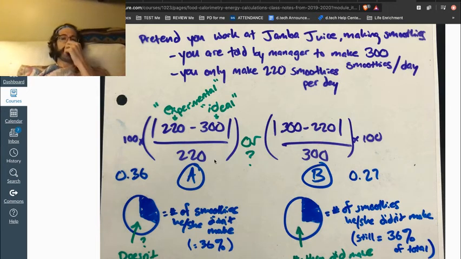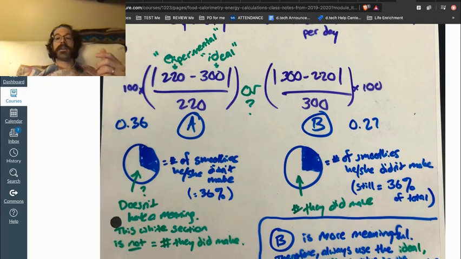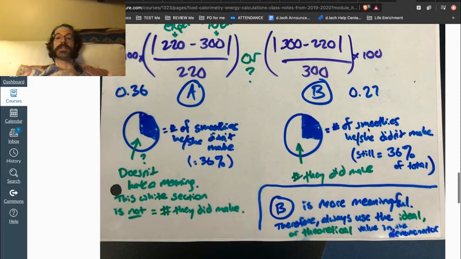So I put these both here for comparison. A doesn't make sense. So you don't want to put the experimental number in the denominator. You want to put the given number or the ideal number in the denominator. And then when you divide your difference by the intended value, you get a fraction, and then you multiply that by 100, and you can get that fraction as a percentage.